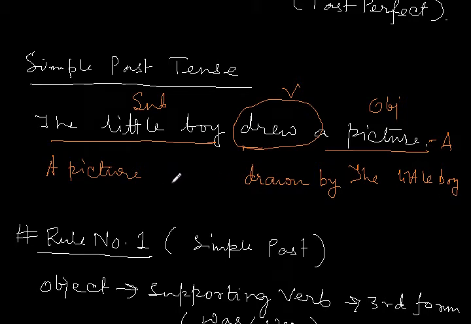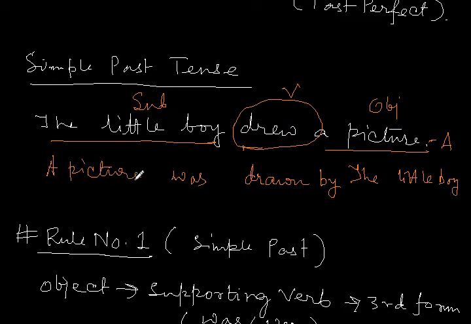Now here you have to add a supporting verb. So the supporting verb would be was. The supporting verb is very important since it identifies the tense of the sentence, whether the sentence is in past tense or present tense or future tense. It helps you to identify the tense of the verb. So was is the supporting verb. A picture was drawn by the little boy.